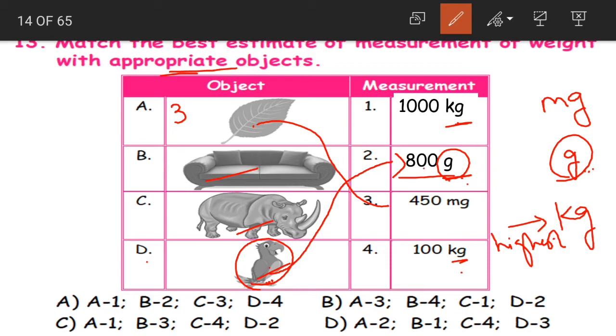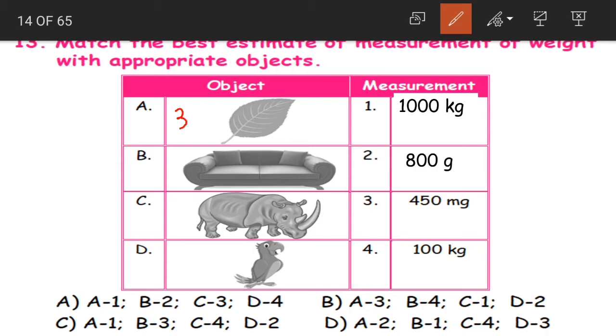So option D we have 2. A is 3 and for D we have 2. Now coming to sofa and rhinoceros. Now which is the heavier object here? Is it the sofa or the rhinoceros?